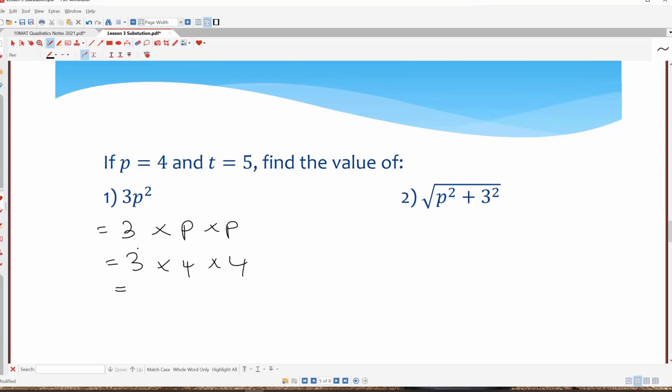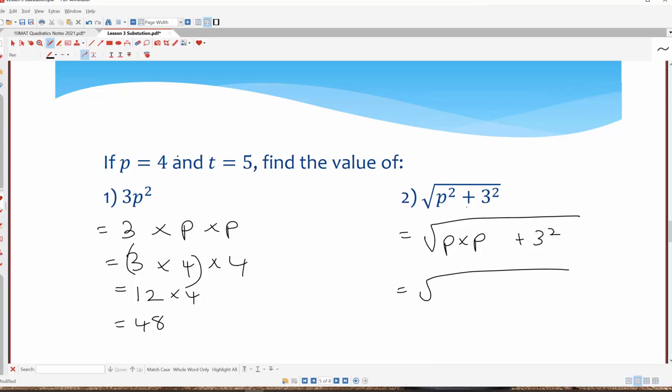Now that is going to be 3 times 4 is 12 times 4. 12 fours are 48. So 3p squared is equal to 48 when p is equal to 4. Alright, this one is the square root of p squared plus 3 squared. Right, so let's keep that big square root symbol and write in p times p. So I'm just going to write that in expanded form, plus 3 squared.